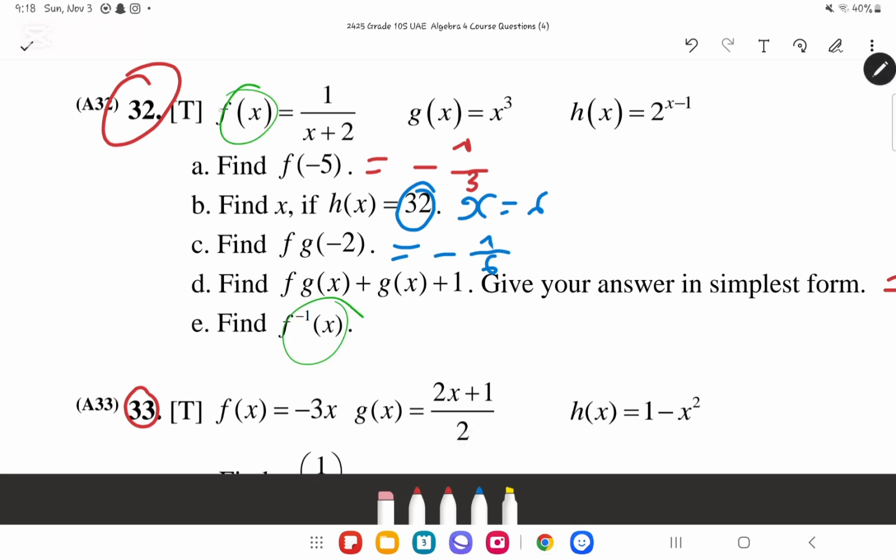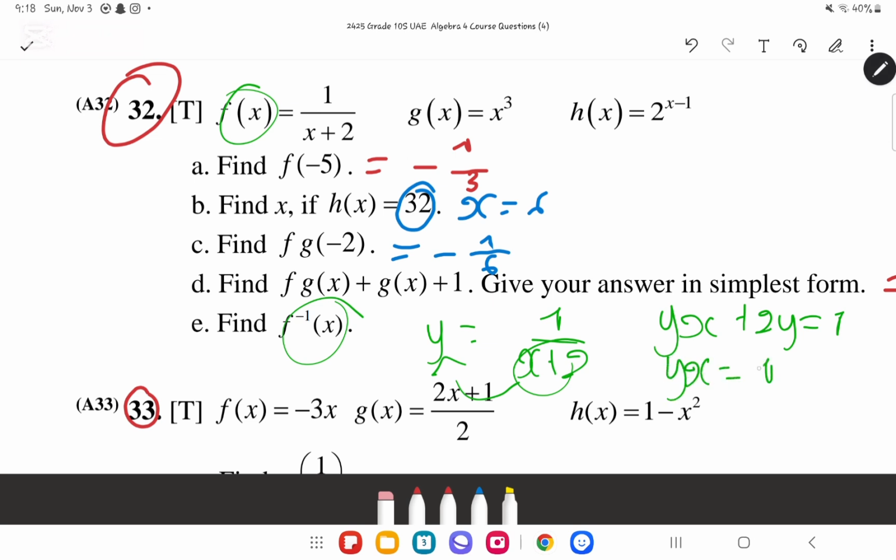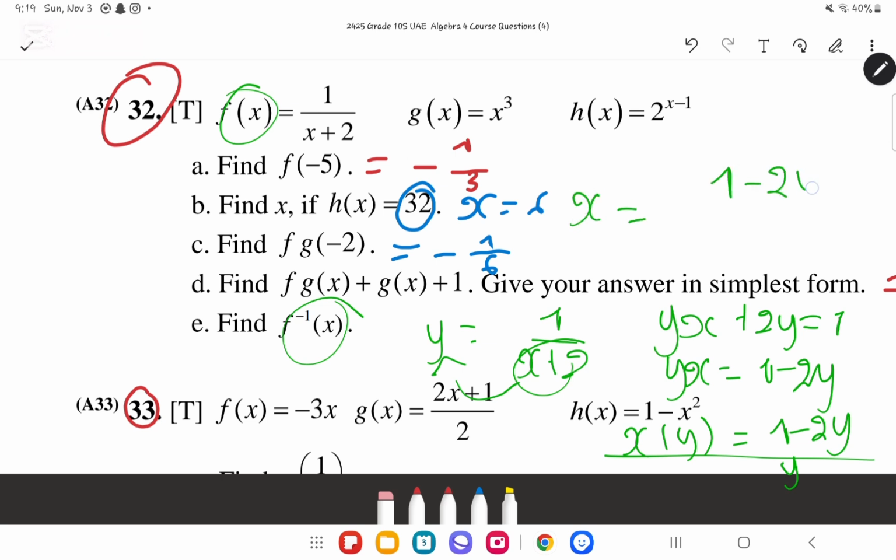You replace this by y. y is equal to 1 over x plus 2. Multiply, yx plus 2y is equal to 1. Then keep everything with the x on one side and everything without x on another side. So it becomes yx is equal to 1 minus 2y. Then factor out the x, so you're going to have xy is equal to 1 minus 2y. Divide both sides by y, so then you're going to get x is equal to 1 minus 2y over y.